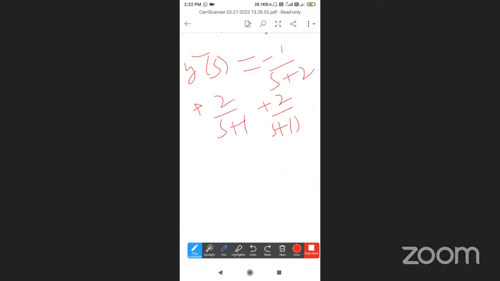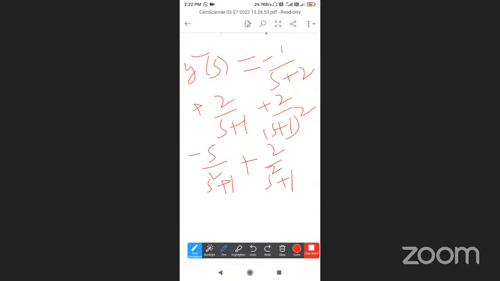So what is y bar of s? We get y bar of s equal to minus 1 by s plus 2, plus 2 by s plus 1, plus 2 by s plus 1 whole square, minus s by s square plus 1, plus 2 by s square plus 1.